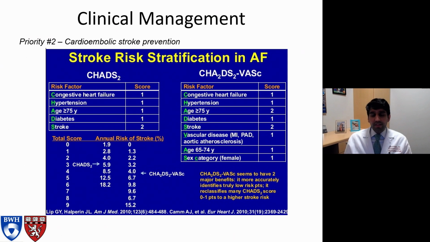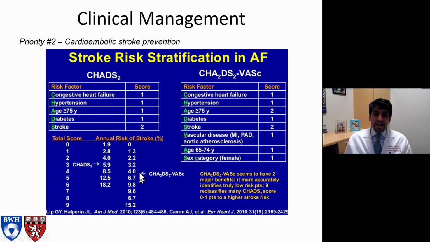We all understand that we can use for many patients clinical risk stratification scores to determine how high of a risk they are for a cardioembolic stroke. We used to use some simpler scores like the CHADS score. The CHADS-VASc score now is a little bit more granular in terms of telling us, especially patients who might be at a lower risk of a stroke.